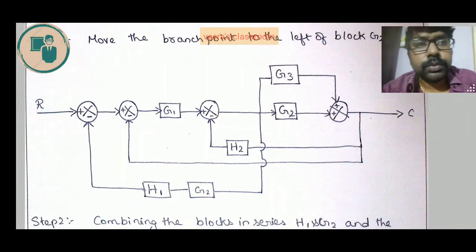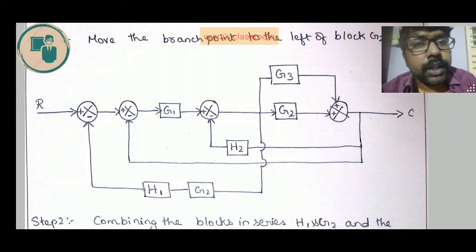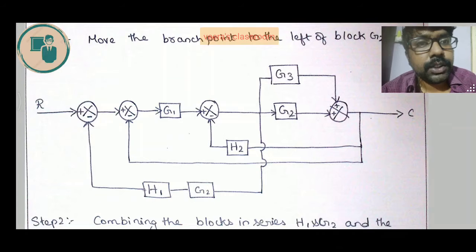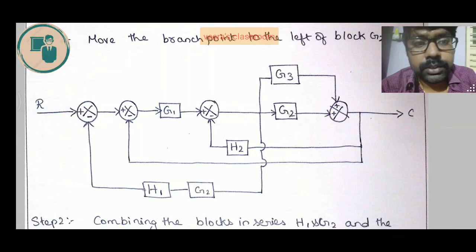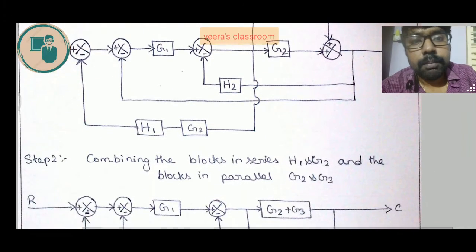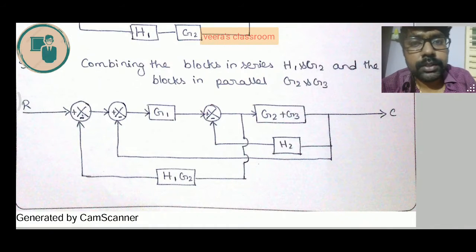When you move the branch point to the left of G2, we are supposed to give a compensation in the feedback element, that is G2. So we have given the compensation. After completing this step, we check whether there is any parallel or series component. We have a parallel component G2 and G3, and we have a series component H1 G2. So we combine them, combining the blocks in series H1 and G2 and blocks in parallel G2 and G3. The combined block is displayed here.